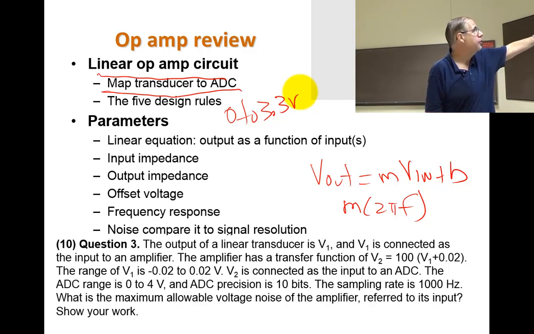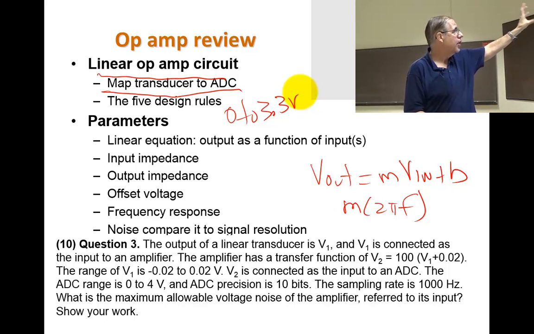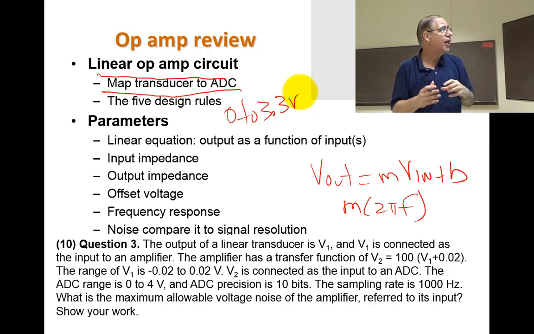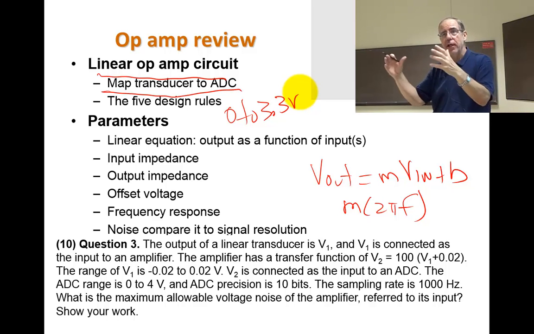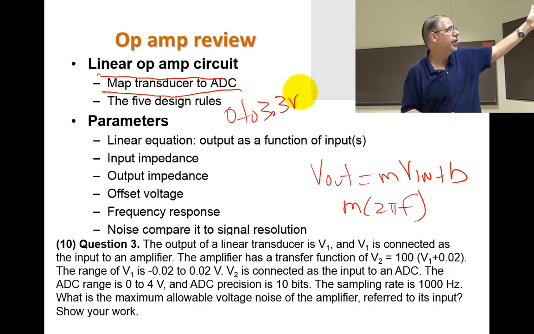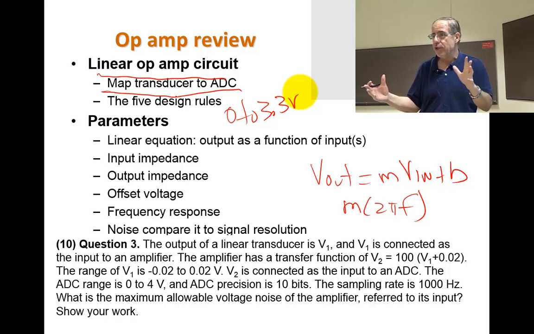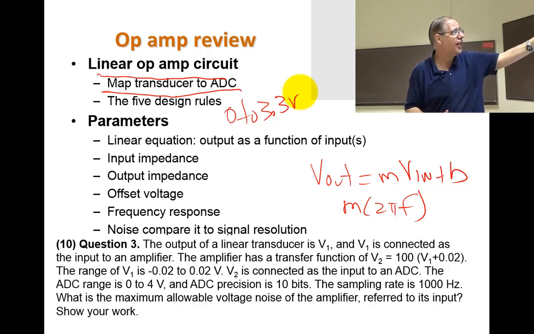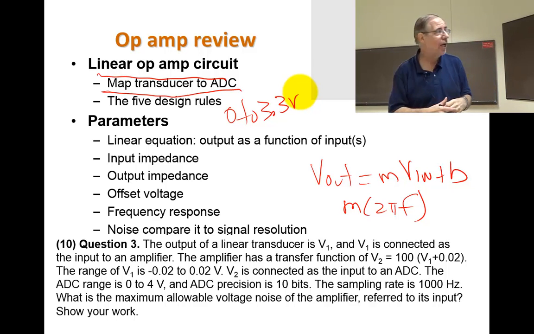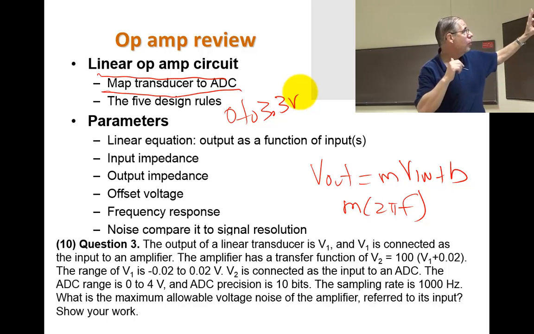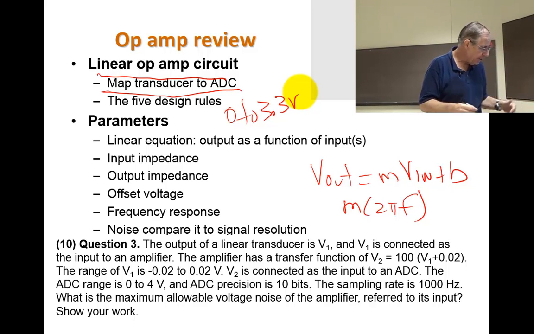But the other review from last time are these 6 things that are related to the use of op amps to create linear functions. The first of which is we used a linear equation to relate the output as a function of input. Again, it might have some s's or f's in it, but it's still a linear function. It's not discrete, it's not discontinuous, it's linear. We were interested in input impedance, output impedance, offset voltage, frequency response, and noise.